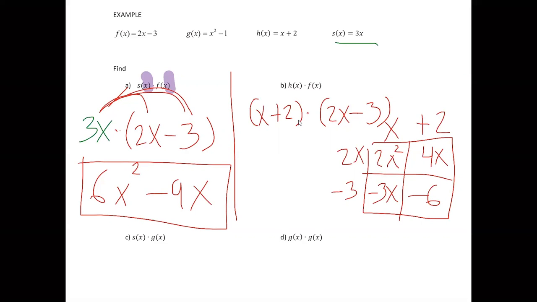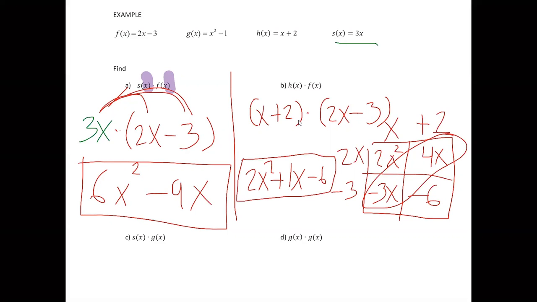We can just combine some like terms, but the 2x squared would just come to the outside. But we can combine our x's in this diagonal. So 4x minus 3x would be 1x. And then the -6 just comes out. So this would be my answer: 2x squared plus 1x minus 6.